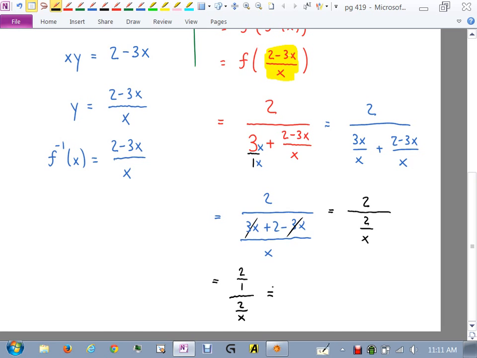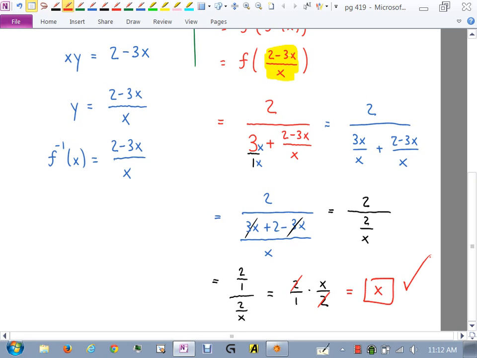And then flip that second one up. So 2 over 1 times x over 2. Right? So I'm taking this one, I'm bringing it up, which means I'm flipping it. And then you can see the cancellation. These 2's go away, and you're left with just x, and that is what I wanted. You see that? Any questions?